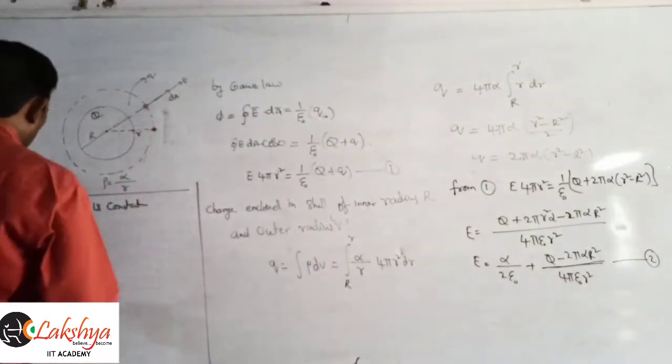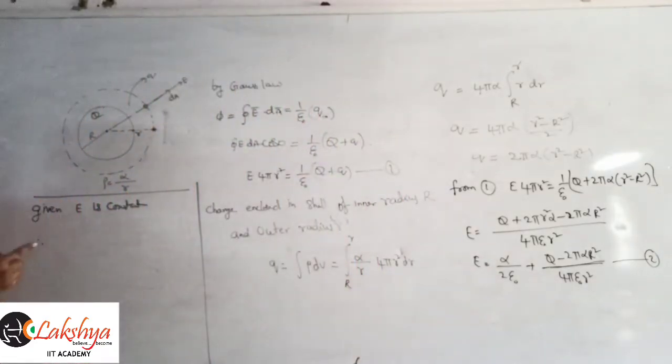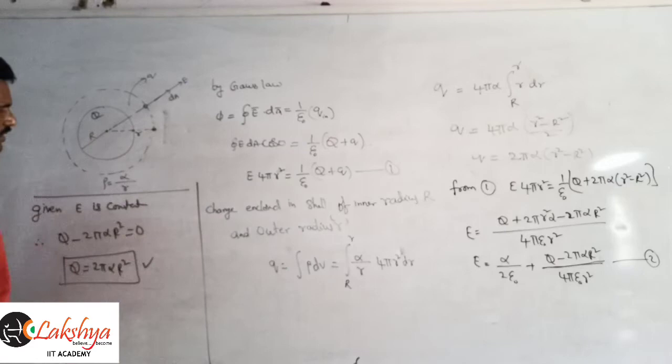And so, given E is constant, that is possible only when q minus 2 pi alpha r square is equal to 0. Or we can write this, q is equal to 2 pi alpha into r square. So now this is the charge enclosed by this ball here. So that is now our answer. The charge enclosed by this ball is given by this expression here, right? So that is our calculation of this.